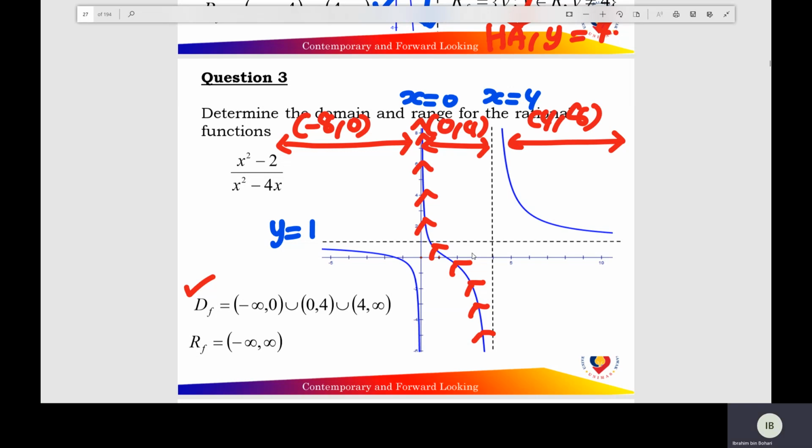Okay, the range of the function from the bottom up is from negative infinity to positive infinity. So the range of the rational function is defined for all the values of y.